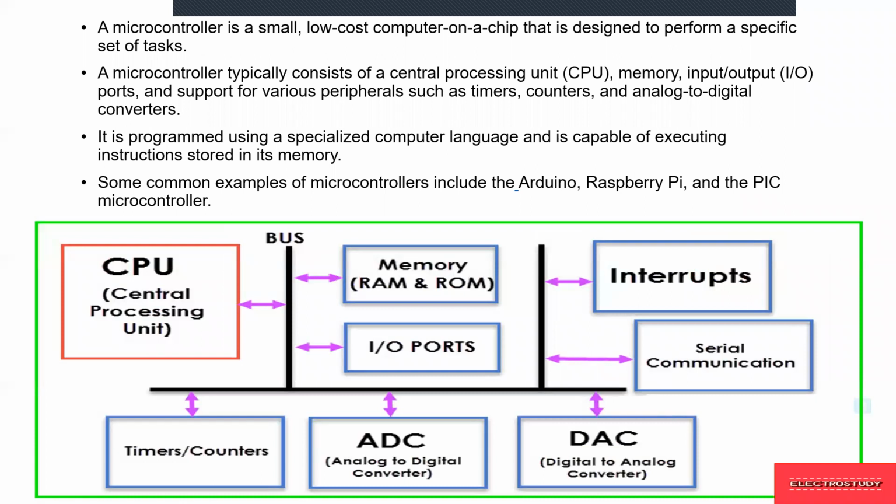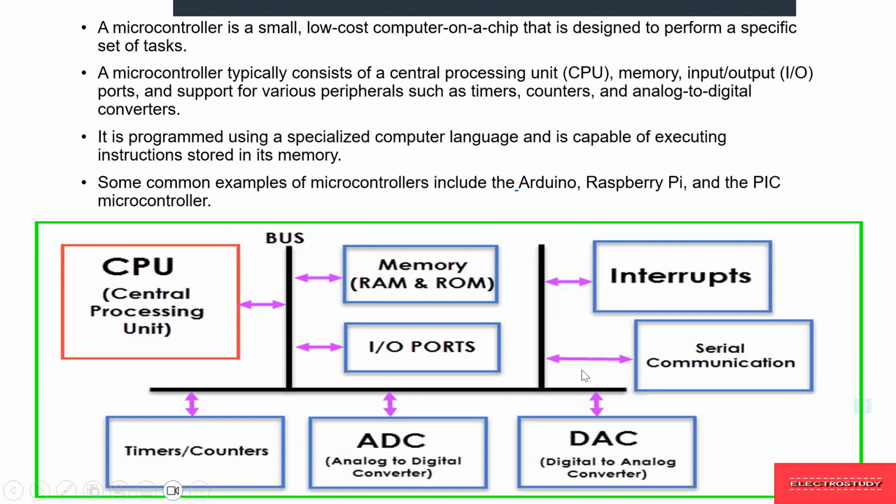So in microprocessor, we have seen that it is a small chip which is designed to perform some application. The same goes for the microcontroller. It is something very small, like a small chip. It is a low-cost computer on a chip, and it performs any number of tasks given to it, but it performs only a specific set of tasks.